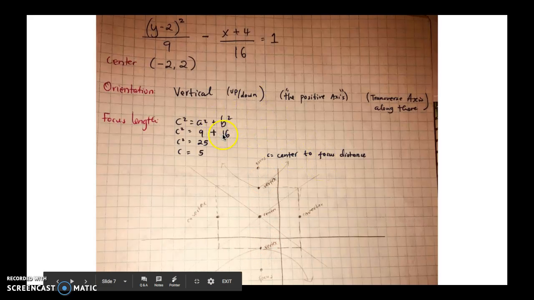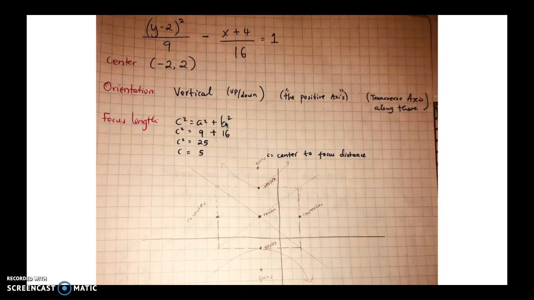And then I also have b, which is my co-vertex distance. In this case, b squared was 16. I took the square root of that and I got 4. So from the center, I'm going to count right 4 steps, 1, 2, 3, 4 to give me one of the co-vertices, and I count the other way to give me the other co-vertex. Okay, at this point, I've got enough information to draw my rectangle.